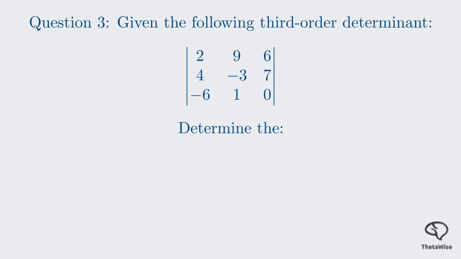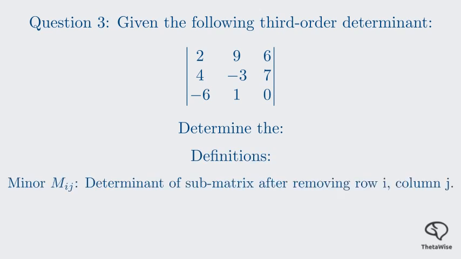The formula for the cofactor is C sub ij equals (-1) to the power of i plus j times the minor M sub ij. So, a minor is the determinant of a submatrix, and a cofactor is the minor multiplied by (-1) raised to the power of the row plus the column. Let's start with the minors.